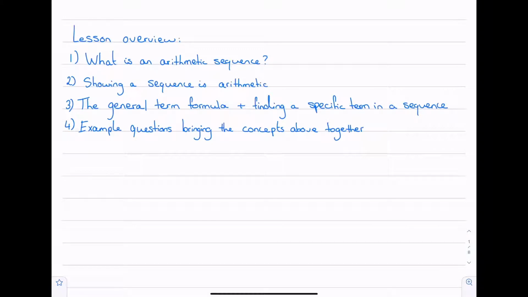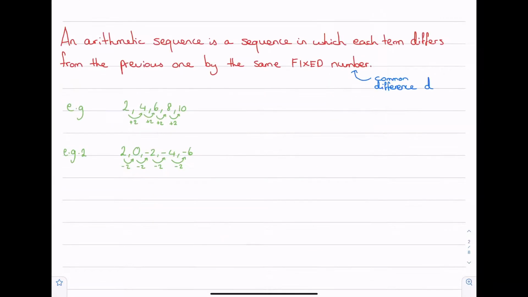So this is the lesson overview. We're going to go over what an arithmetic sequence is, showing a sequence is arithmetic, the general term formula, and how to find a specific term within a sequence, and then a few example questions just to bring the 3 points above together.